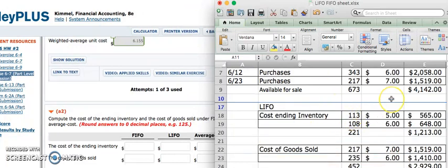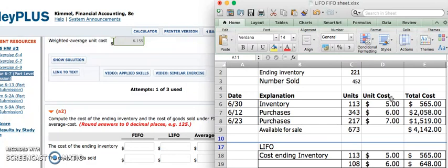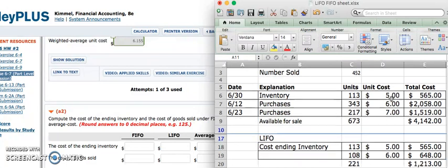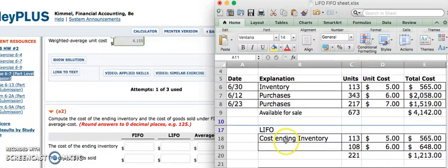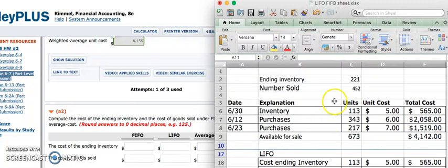Okay, so for LIFO, that means last in, first out. That means that when we buy our inventory, we're going to sell the last ones first. And so whatever is left over in inventory will have a cost based on the oldest prices. So let's look at our cost of ending inventory. We know we had 221 available.